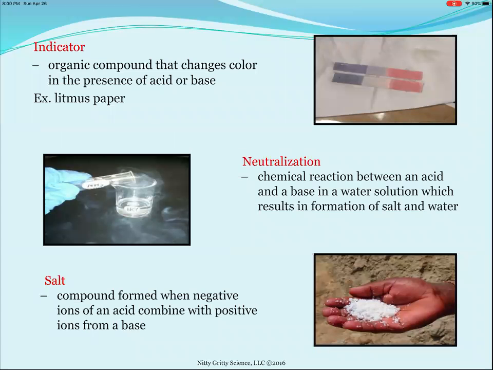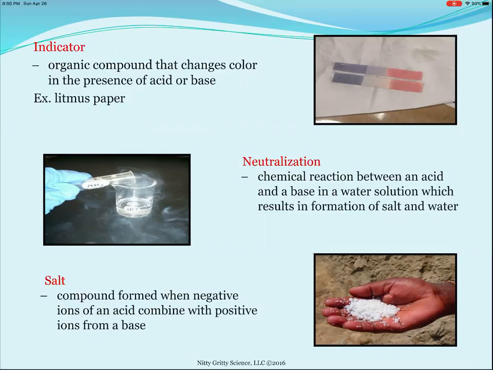An indicator is an organic compound that changes color in the presence of an acid or base. An example of that is litmus paper, where you could dip the litmus paper in the substance and it will change color depending on whether the substance is an acid or a base.